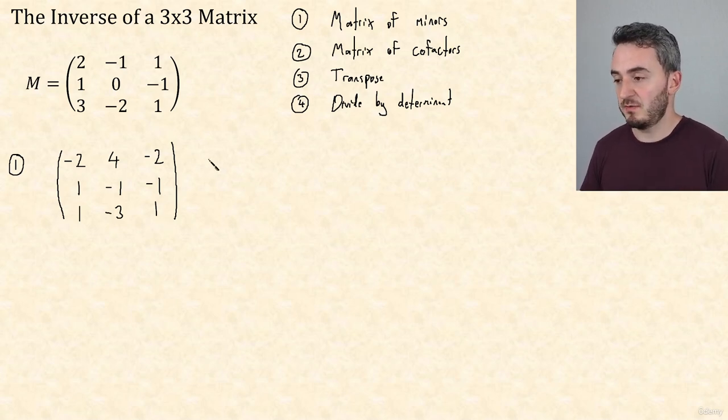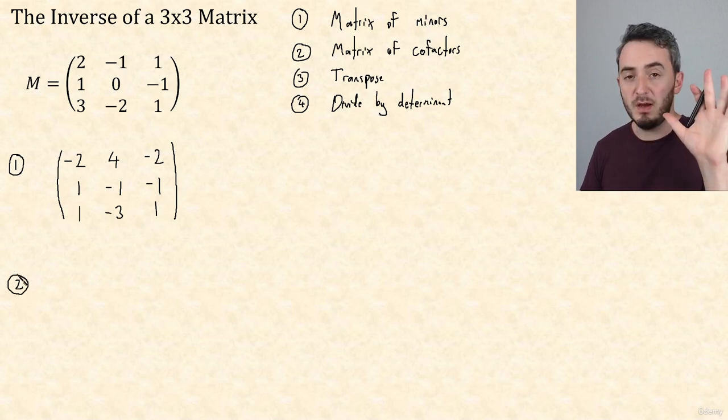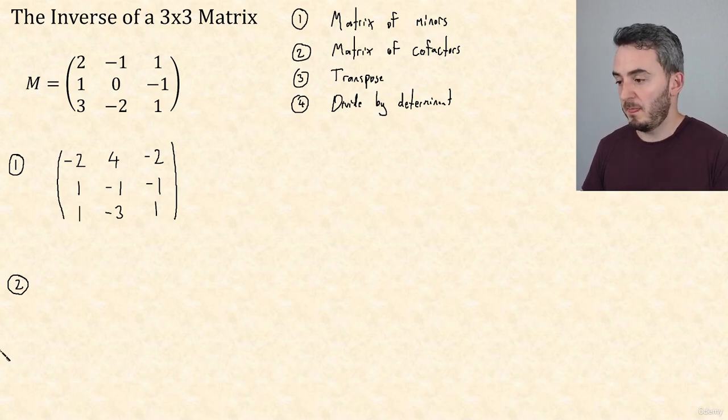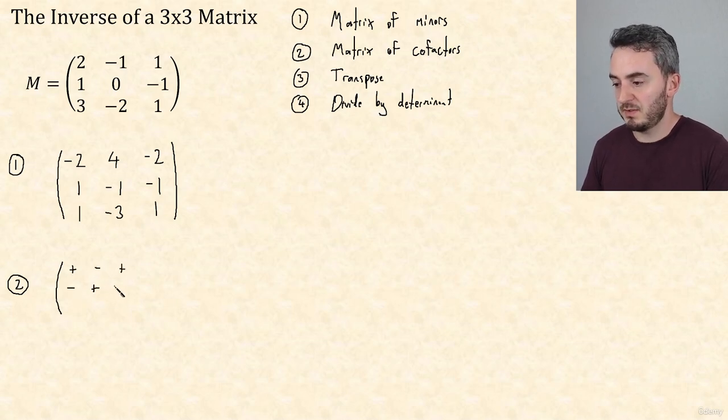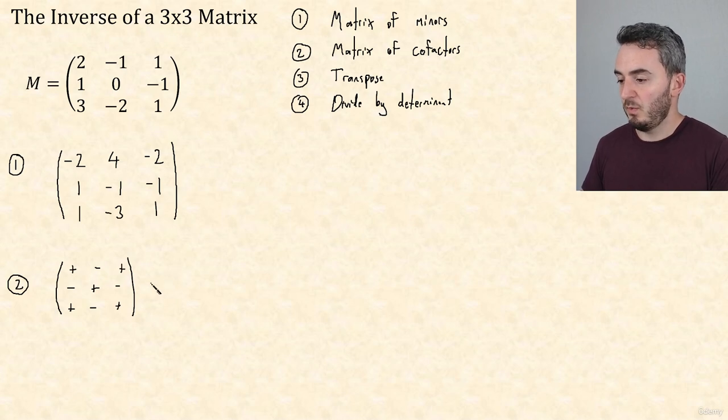Next is the matrix of cofactors. Now, what you need to do is you imagine applying a checkerboard made of pluses and minuses on top of this. And the checkerboard that you apply goes plus, minus, plus, minus, plus, minus, plus, minus, plus. So you imagine overlaying this on top of your matrix of minors. And what that does is basically when it's a plus, you keep the sign, and when it's a minus, you reverse it. So the plus applied to the minus 2 just leaves it alone.